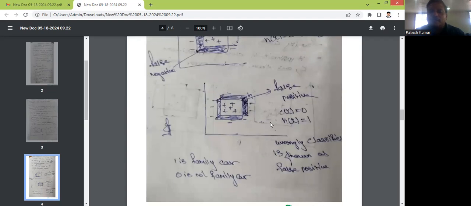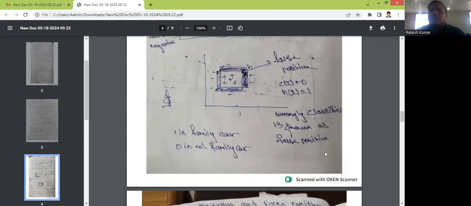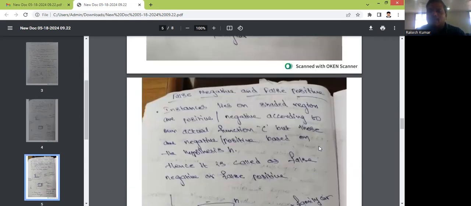And here in the graphical representation, we can see that this all shaded, we have the downside, and in the false negative, we have only the downside, the shaded region. So here we can see that up and down, we have the shaded region, so we call it a false positive. If we have both sides, we call it a false positive. If we have only one side, it is called a false negative. Here we can see that it is totally reverse of that. C of X is equal to 0 and H of X is equal to 1. It is wrongly classified and is also known as false positive. One is a family car and zero is not a family car.